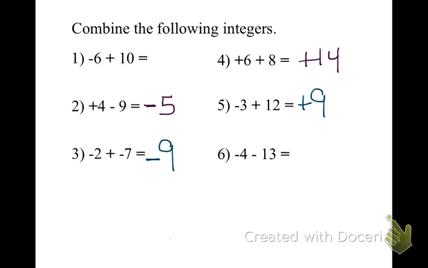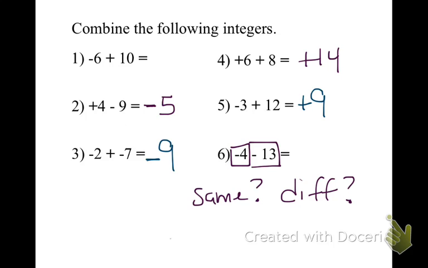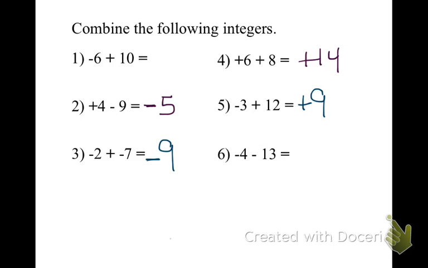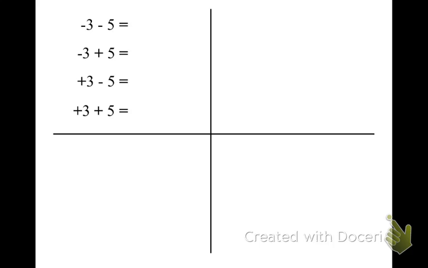Lastly, number 6. I have negative 4 minus 13. Do I have the same sign or do I have a different sign? Well, if you notice, I got a negative and a negative, so I have the same. So what am I going to be doing? Because they're the same, all I'm going to do is add them up. So what's 13 plus 4? 13 plus 4 is going to give me 17. So 17 is going to be my answer? Not quite. Got to make sure I got a negative and a negative, so my answer also better be negative as well.